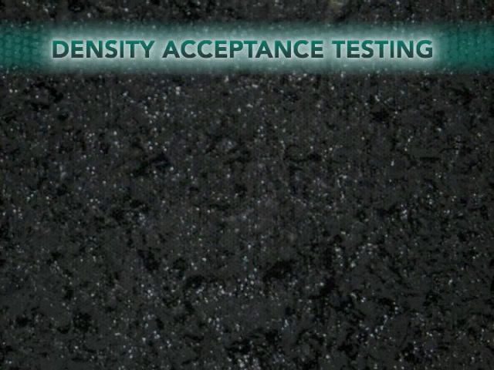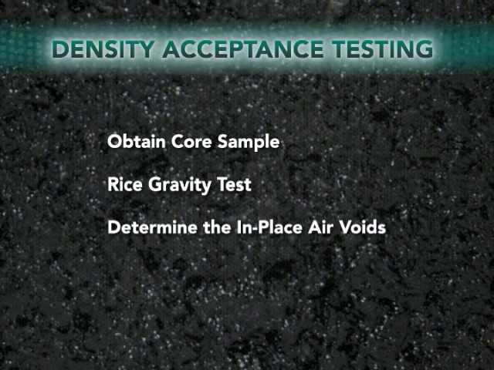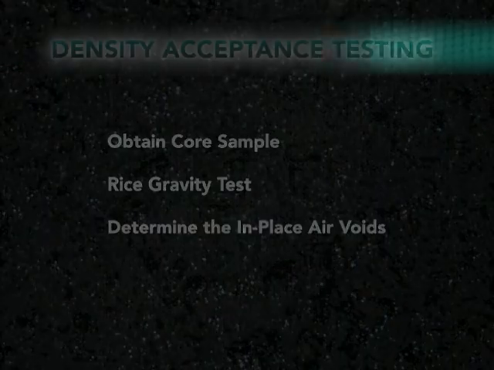Density acceptance testing is usually conducted by obtaining a core sample and using the Rice maximum theoretical specific gravity or density and the bulk gravity or density of the core to determine the in-place air voids mix compaction test method.